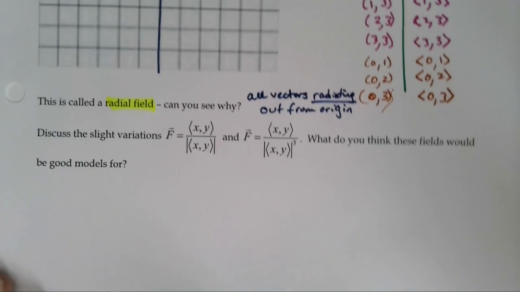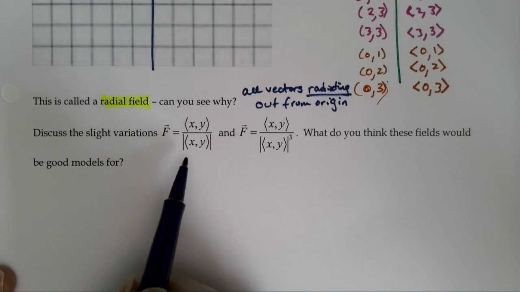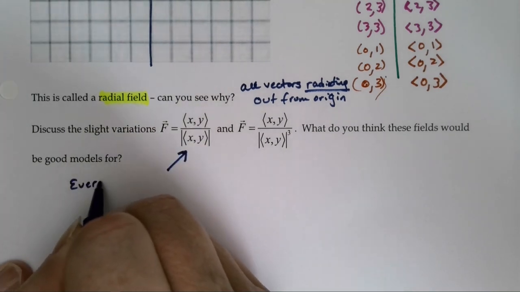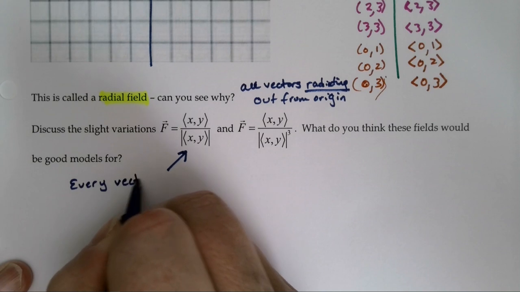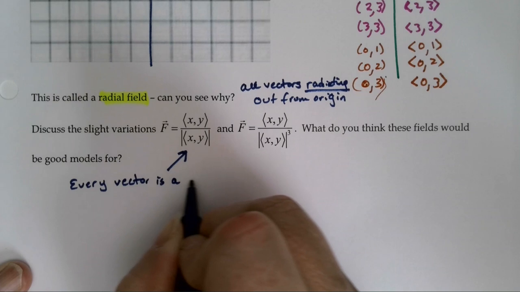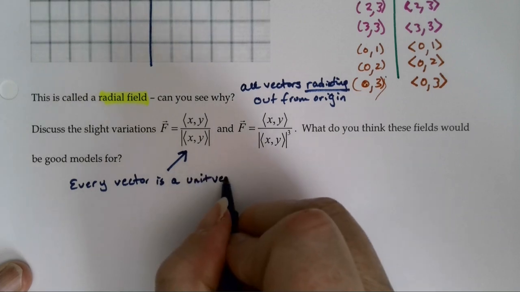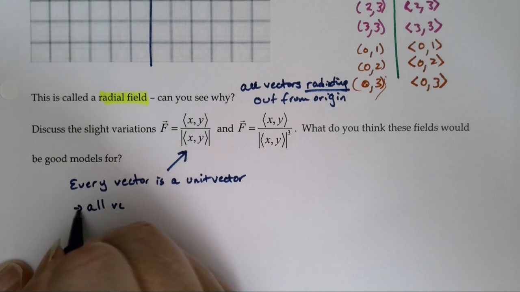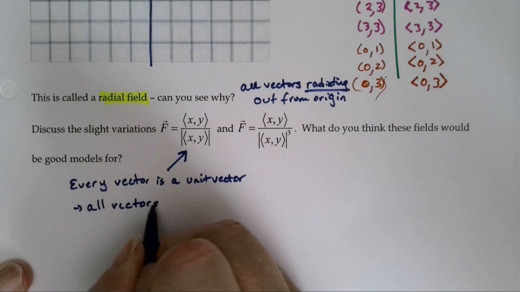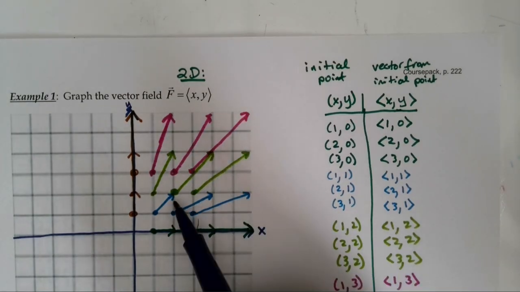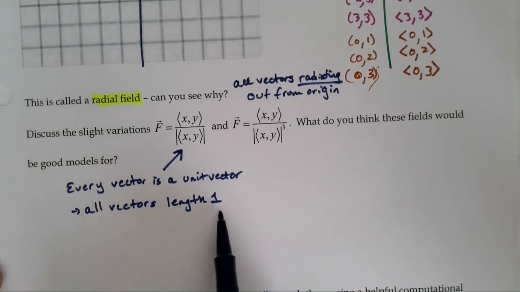Now, what if we divided that vector field by the magnitude of that vector field? This would make every vector a unit vector. So instead of all the different lengths that we saw, they would all be length 1. It would still be a radial field. It would just not have this bit where some of them are longer than others. They would all be length 1.